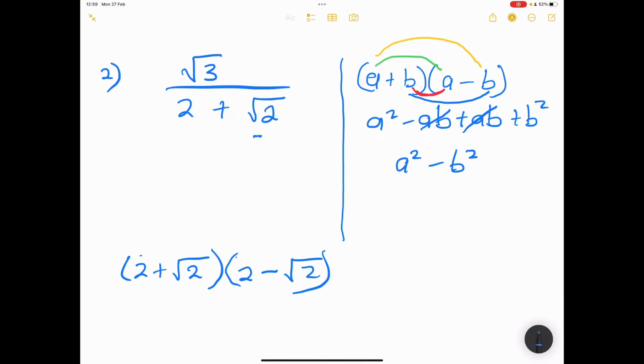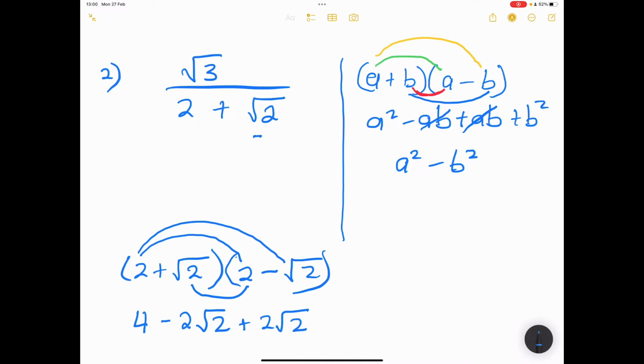So just to show you what happens, we've got 2 multiplied by 2, which is 4, right? And we've got 2 multiplied by negative root 2, which is negative 2 root 2, right? And again, we've got root 2 multiplied by 2, which would give us positive 2 root 2, right? And finally, you've got root 2 multiplied by root 2. In this case, that would give us 2.